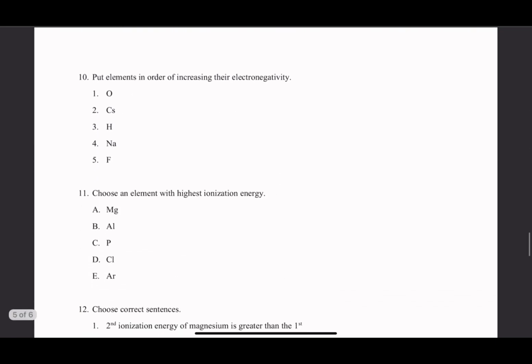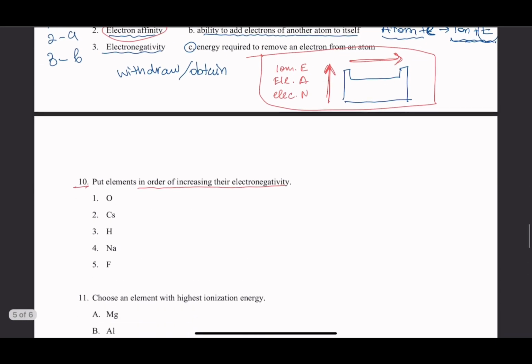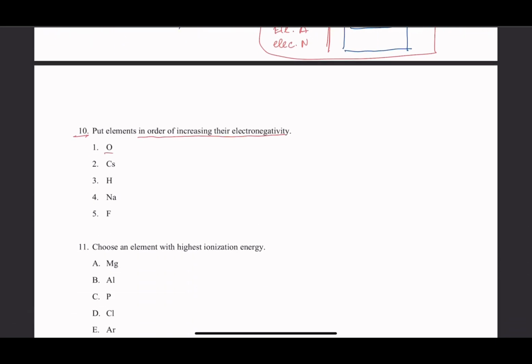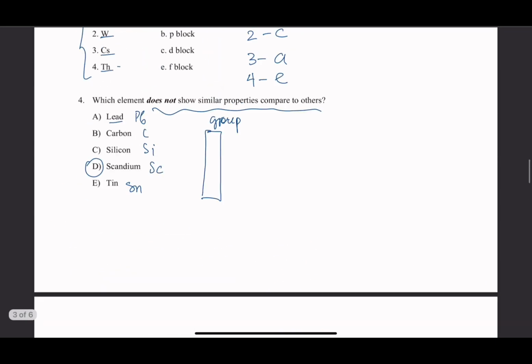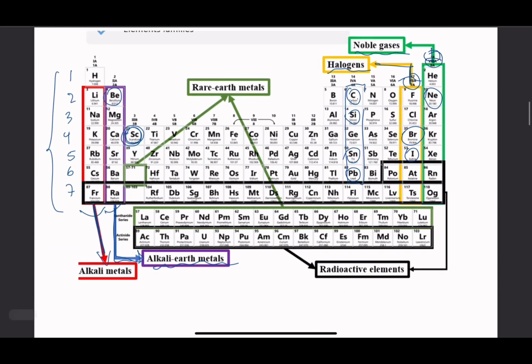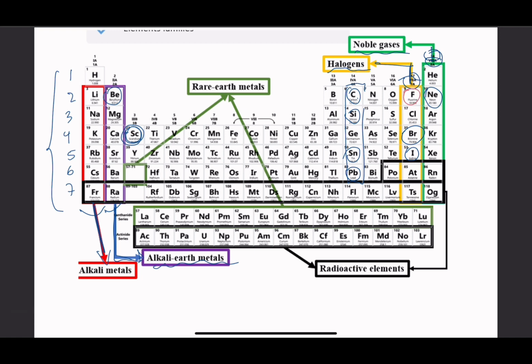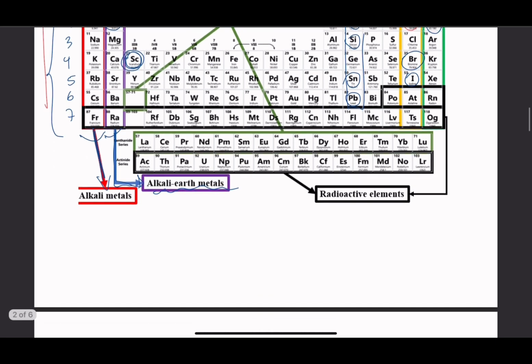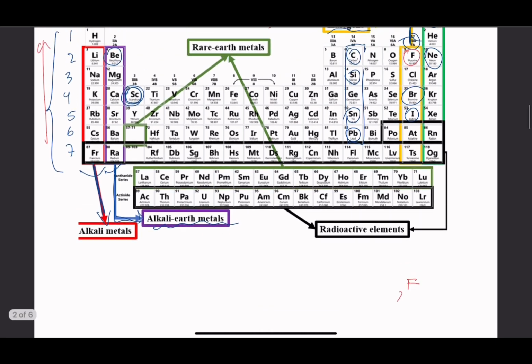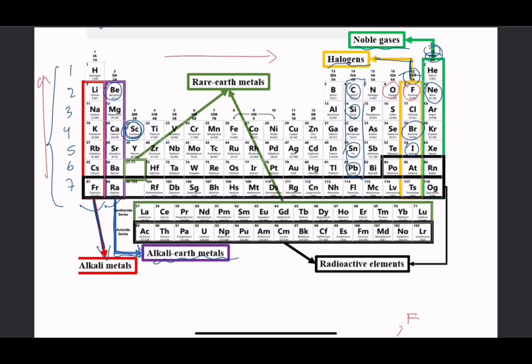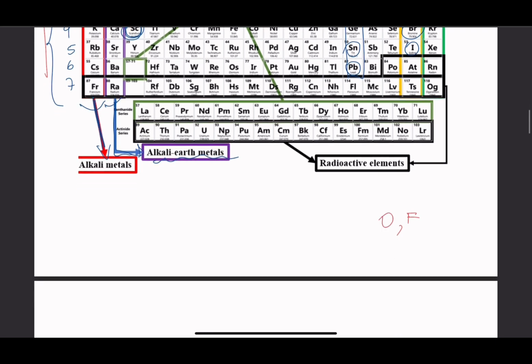Now we're going to go into question 10. It says put the elements in order of increasing electronegativity. It's the question I just talked about. We have here oxygen, cesium, hydrogen, sodium, and fluorine. Let's locate these elements. We have fluorine here. Fluorine is both at the top and far to the right, so fluorine is the most electronegative. And then oxygen is just beside fluorine, so oxygen is a little behind.